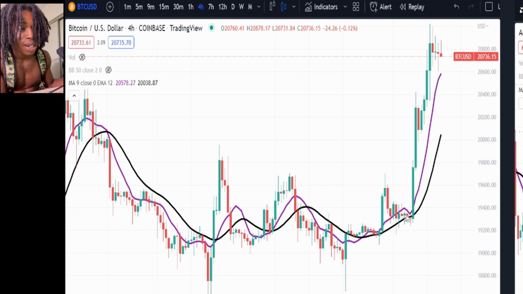Then look, it goes down, and then look, it doesn't cross again. The sellers got excited, but then look, the trend keeps going up and it keeps going up.